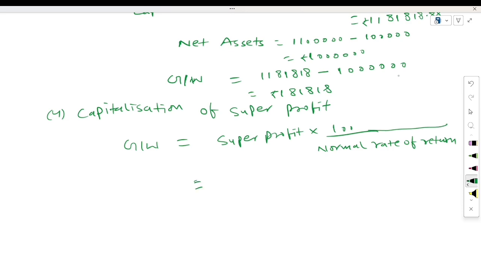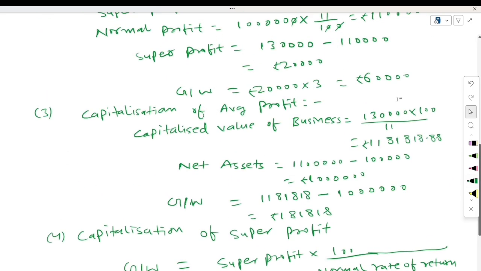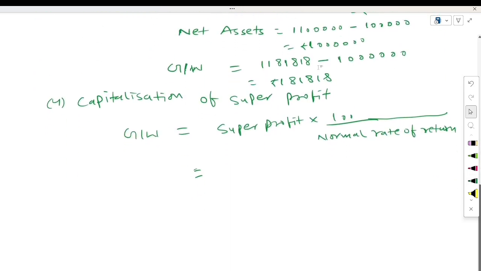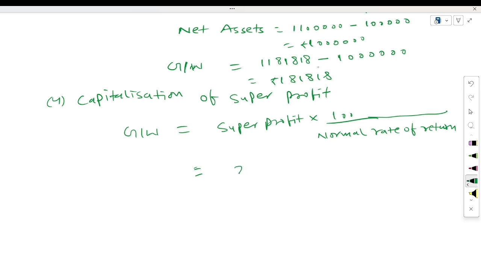Super profit we have already calculated above. See here, what was the value of super profit? This was the value of super profit 20,000. So we will write here 20,000 into 100 upon normal rate of return was 11. If you will calculate this, then the final value will be 1,81,880. This is all about the calculation of goodwill.